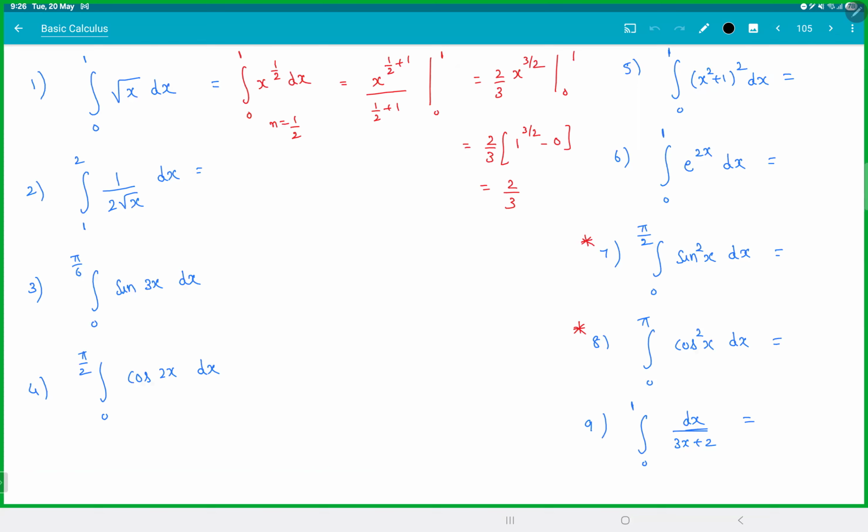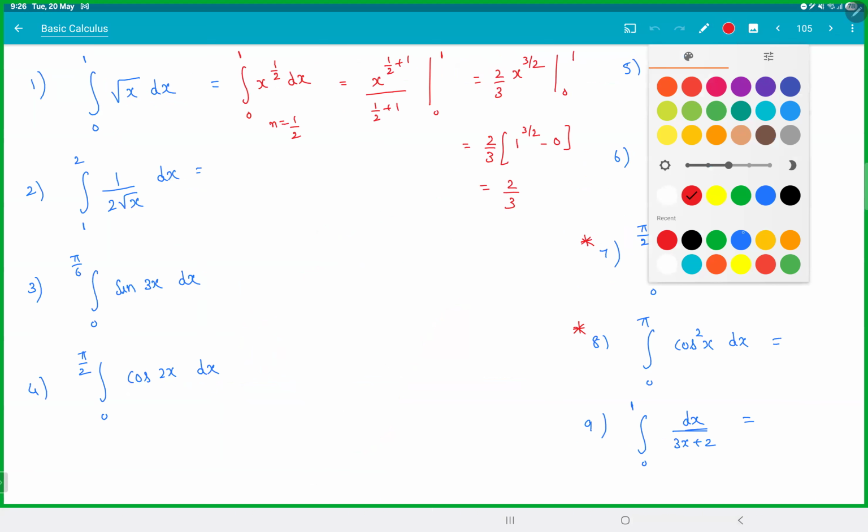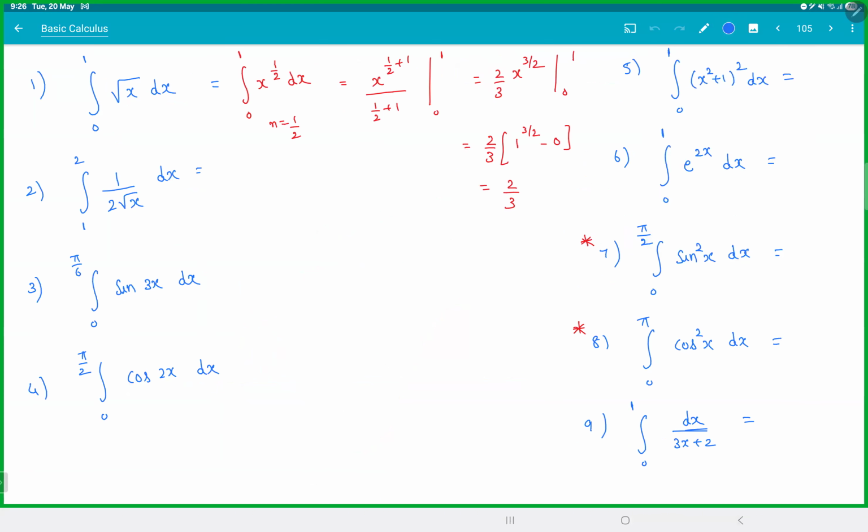Keep going ahead. 5, 6, 7, 8, 9. 5 is easy. You just have to expand a plus b whole square. Try. Everyone should try. Anyone finished everything? 7 and 8 are good. Okay. Let's see others. Fifth one, what do we do?